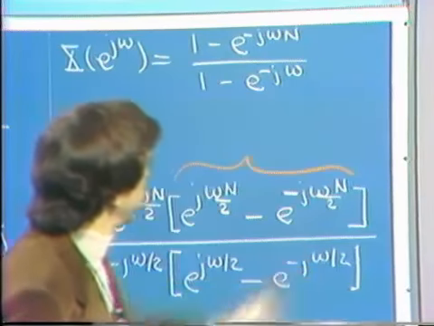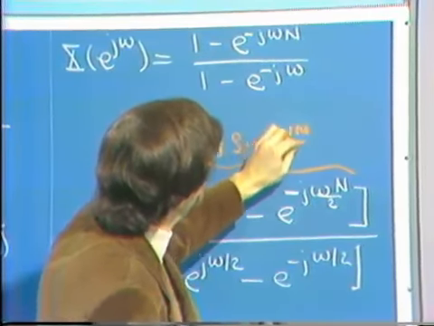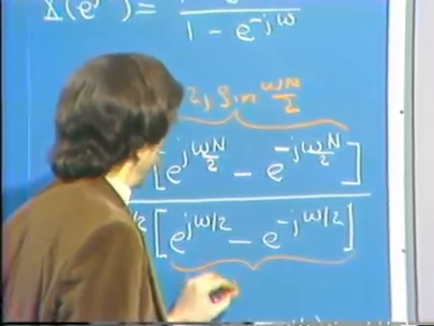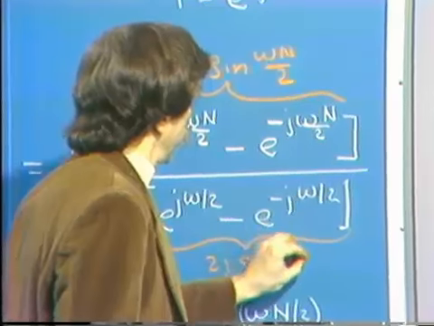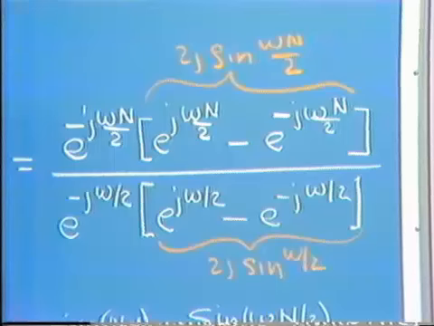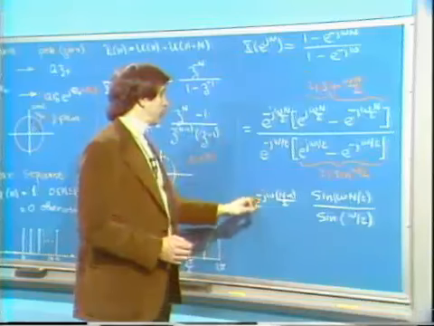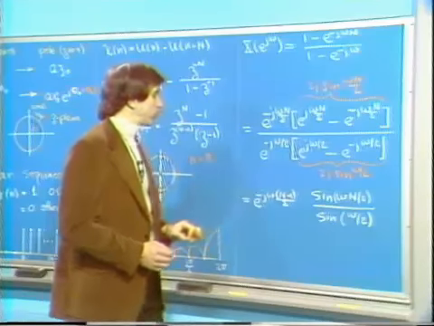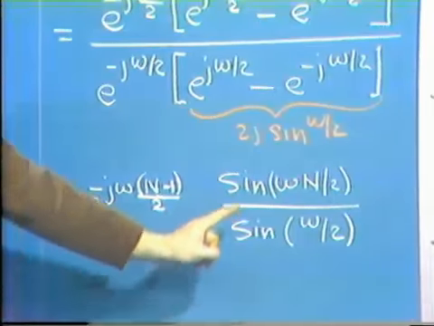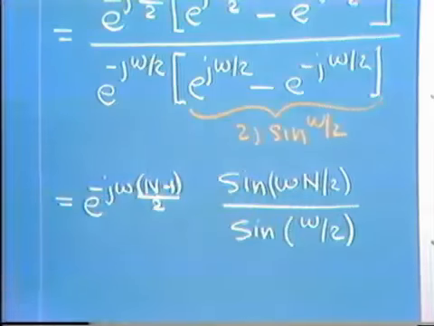This piece we recognize as 2j sine omega N over 2. And this piece we recognize as 2j times sine omega over 2. And consequently, putting these two terms together and inserting this substitution, the Fourier transform is e to the minus j omega (N minus 1) over 2. That's a linear phase term, by the way, times sine omega N over 2 divided by sine omega over 2.